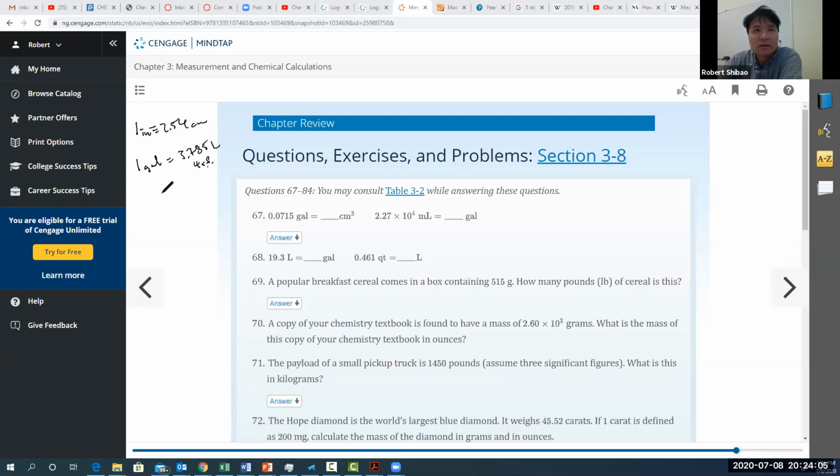Here, that's very useful to know. What's another very useful one to know? And that is 1 pound is 453.6 grams. This is 4 sig figs also. We could get these to exact, but for most of our calculations, 4 sig figs is adequate.